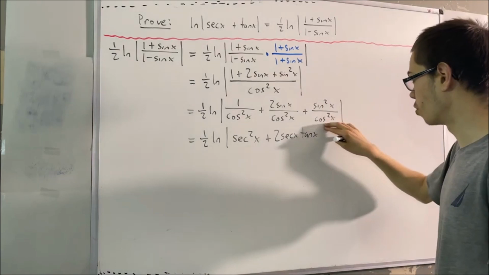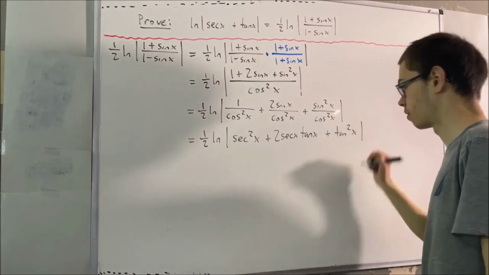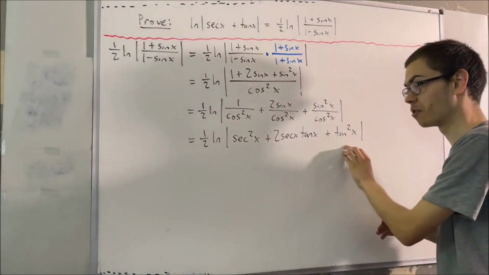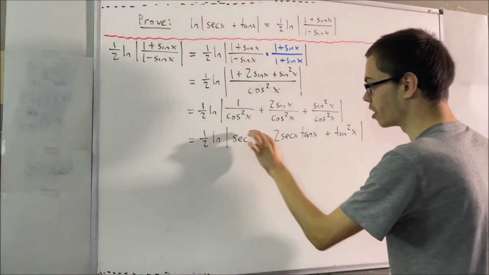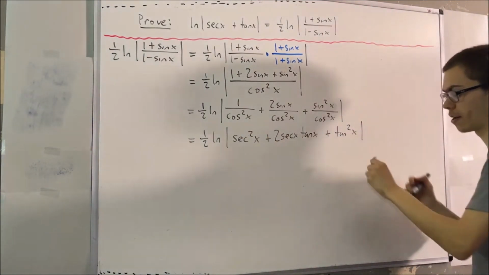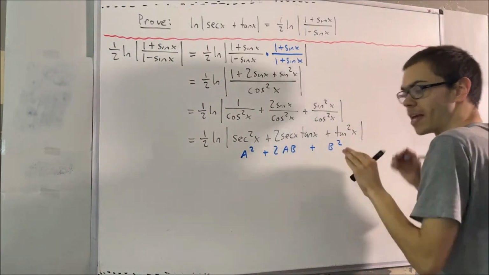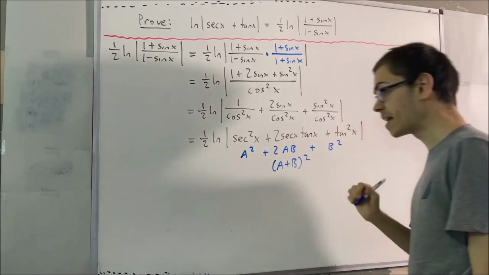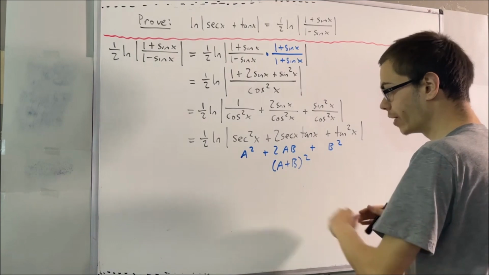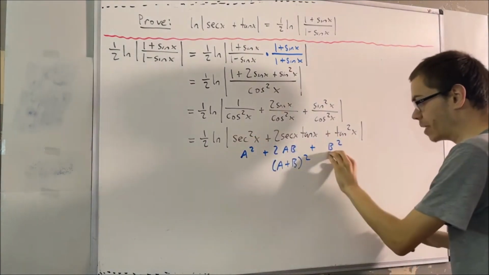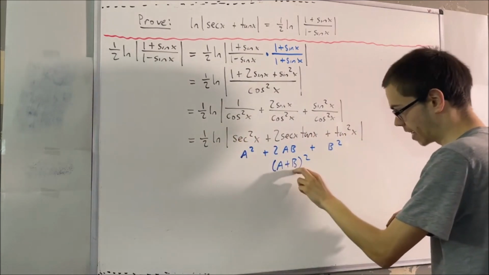And for our last term, we know that sine squared over cosine squared is just tangent squared. And so really, this is what we have now. But notice that what we have here is in the form of a squared plus 2ab plus b squared. And if you recall, anything in this form is the same thing as a plus b squared. We can let a be secant of x and let b be tangent of x. So overall, this is secant x plus tangent x squared.